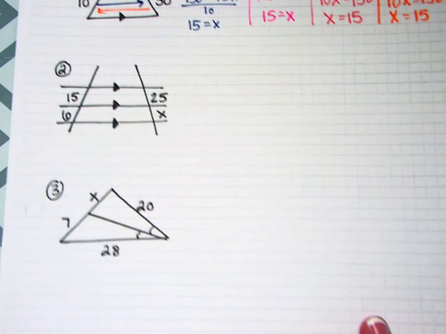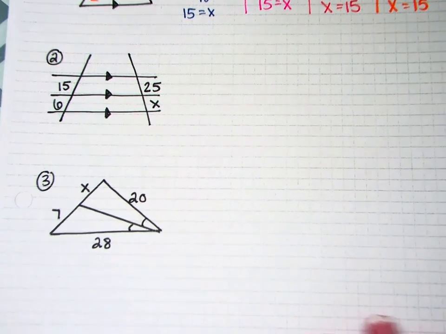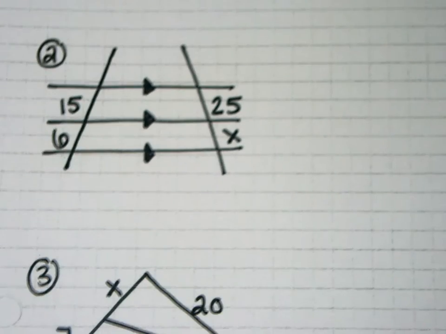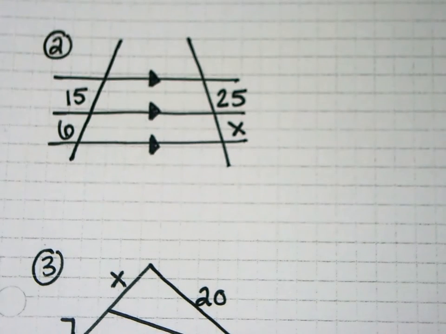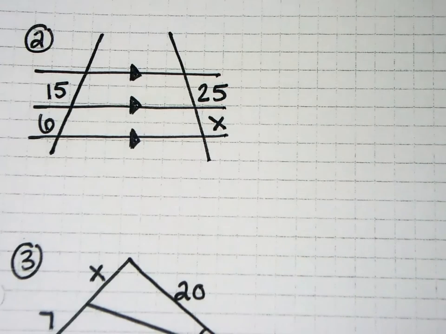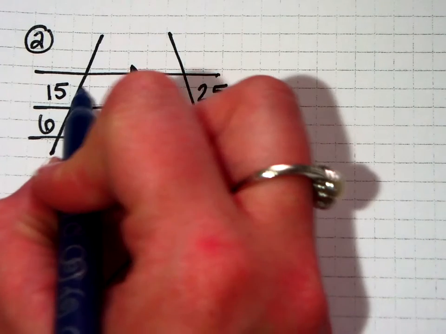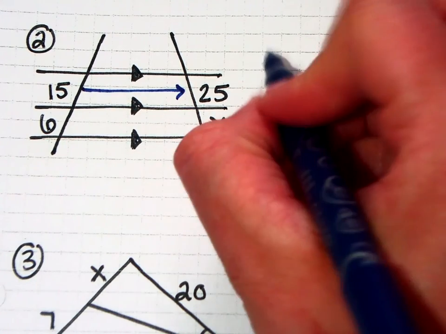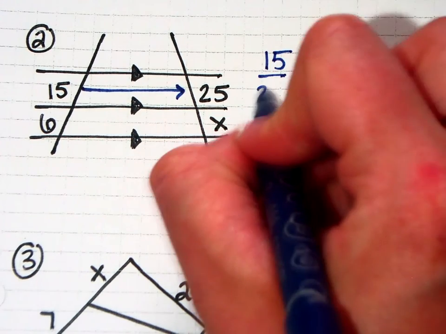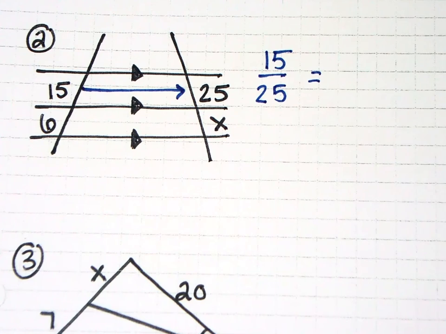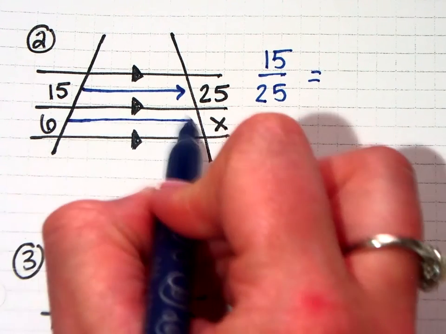So let's try the next one. This is a corollary to the side splitter theorem. Instead of it being a triangle, now it's just 3 parallel lines. The patterns stay the same. I'm going to go left over right. So 15 over 25 equals 6 over x.